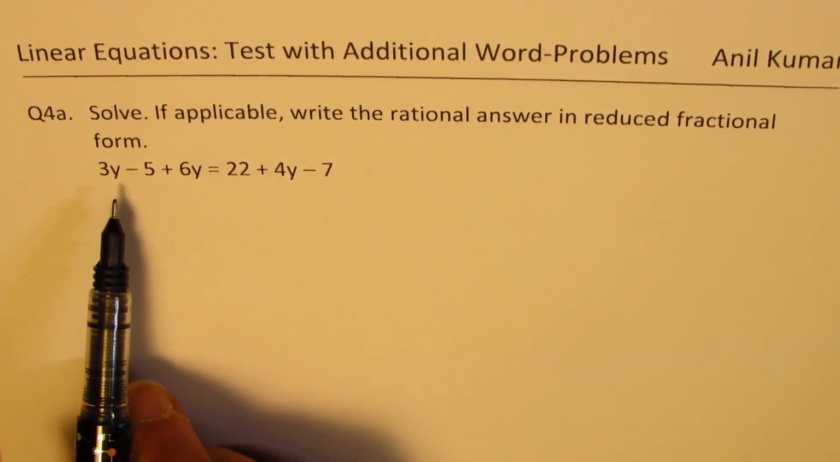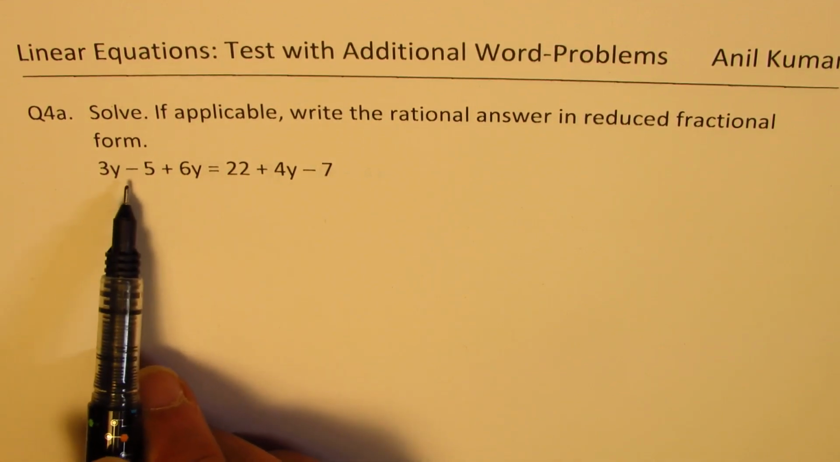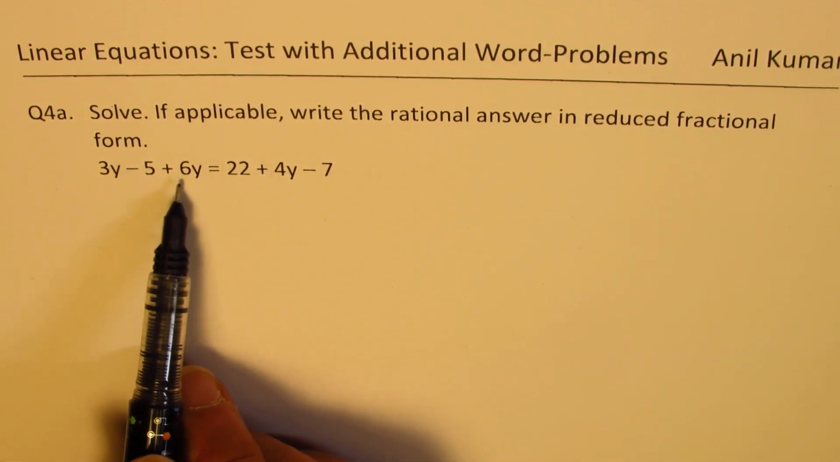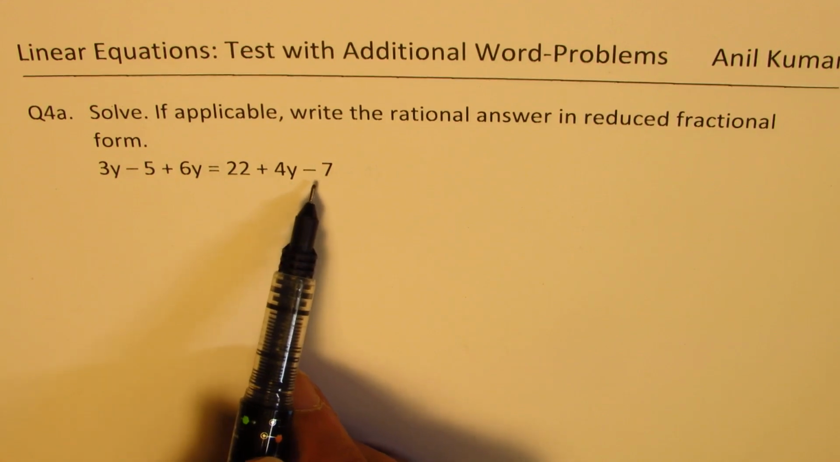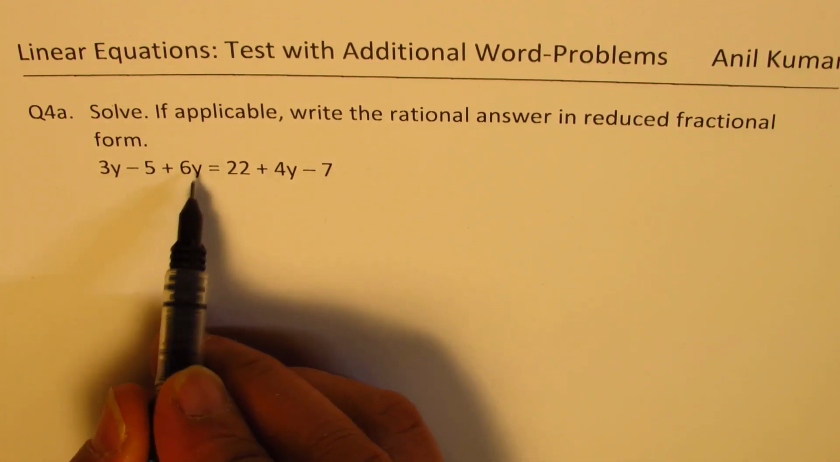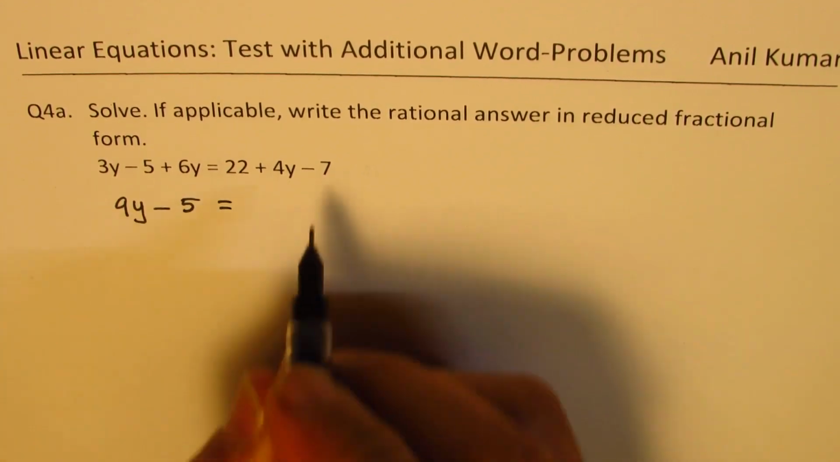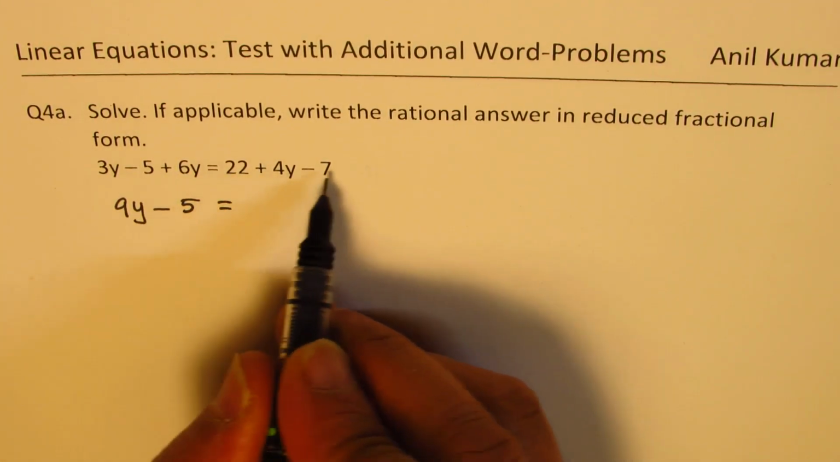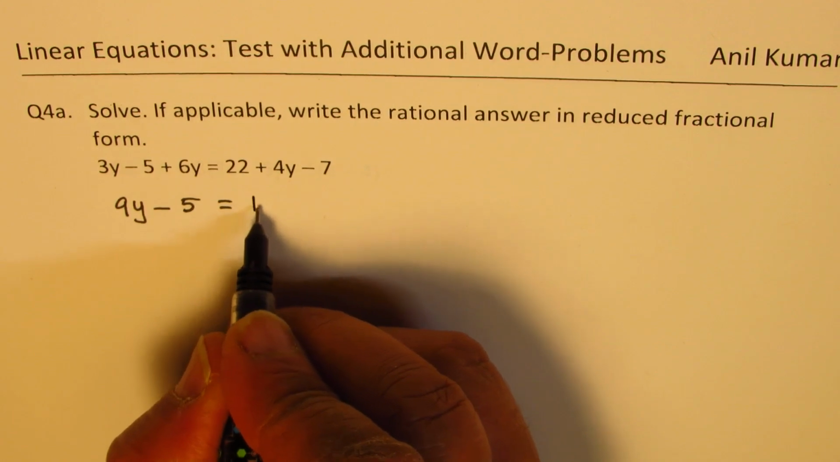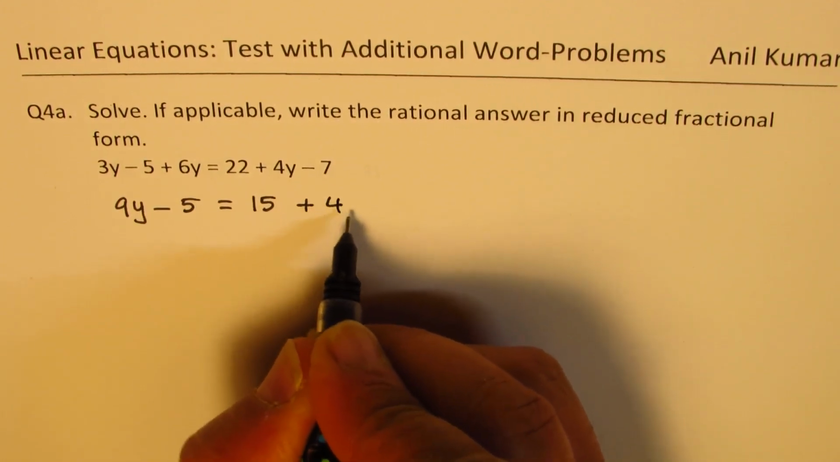Okay. So to solve this equation, let's combine the like terms. 3y minus 5 plus 6y equals 22 plus 4y minus 7. 3y plus 6y is 9y, so we get 9y minus 5 equals 22 minus 7, which is 15, plus 4y.